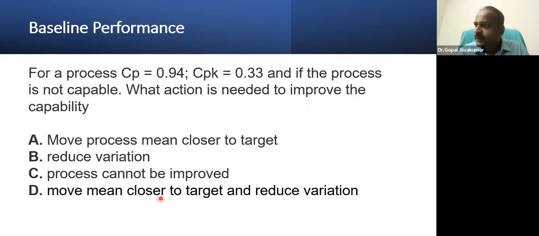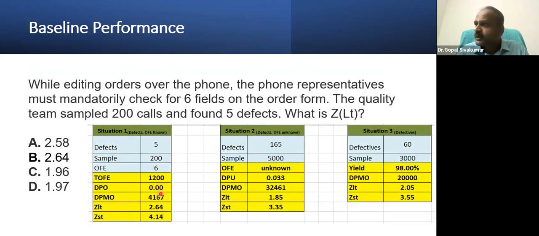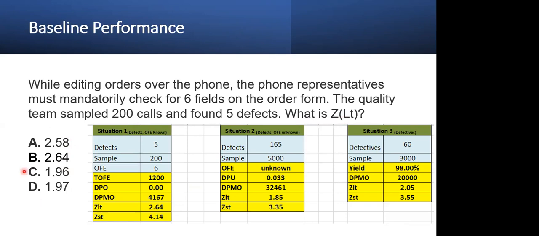You come to know about DPMO, and you also know ZLT is 4.64. When I add 1.5, ZST is 4.14. What is the question? ZLT. So what is the answer here?